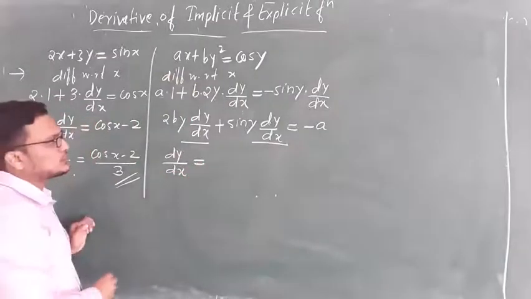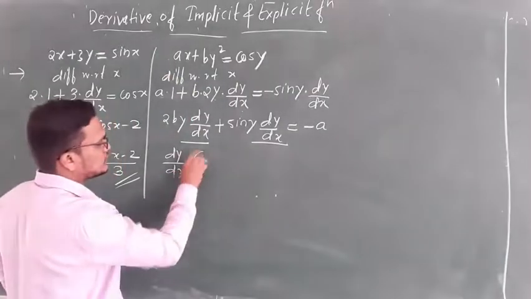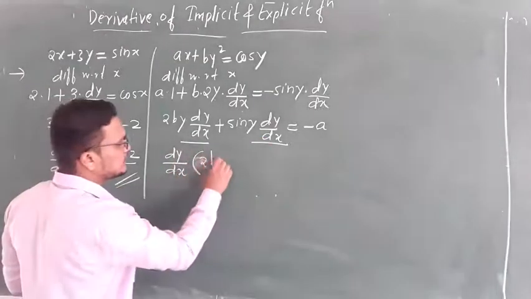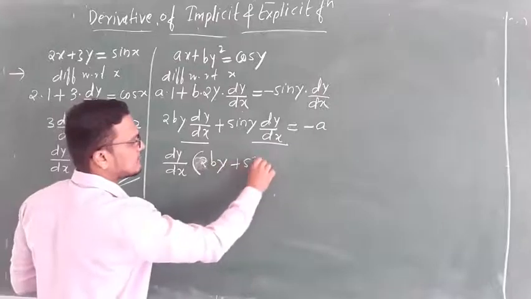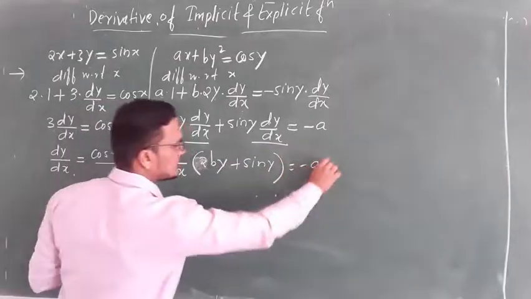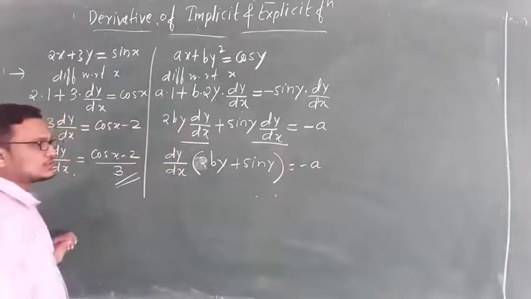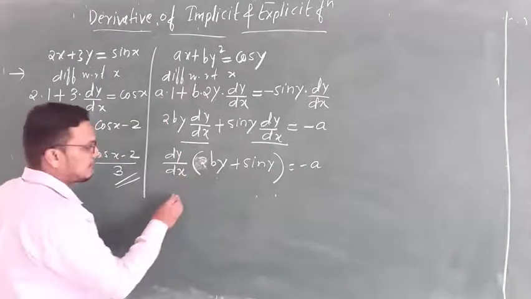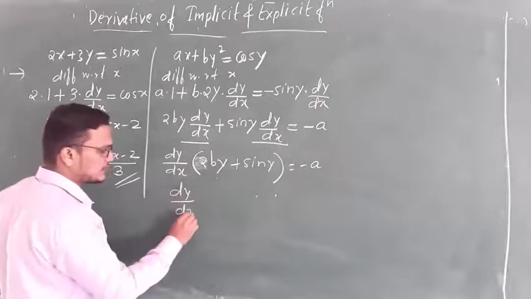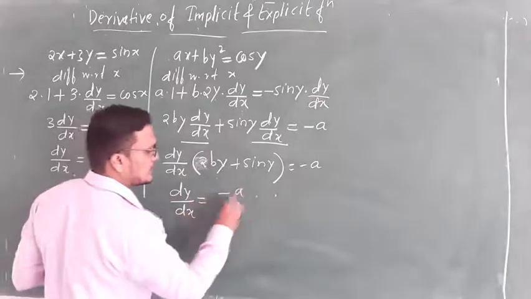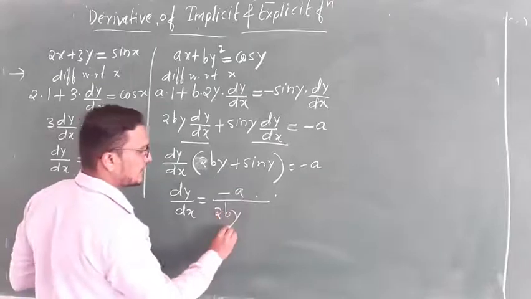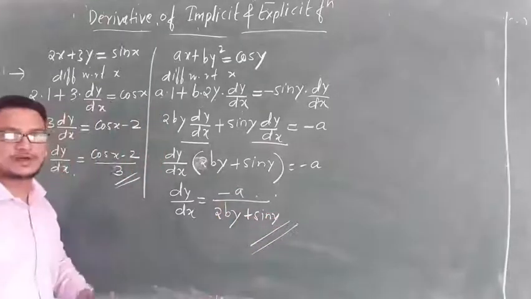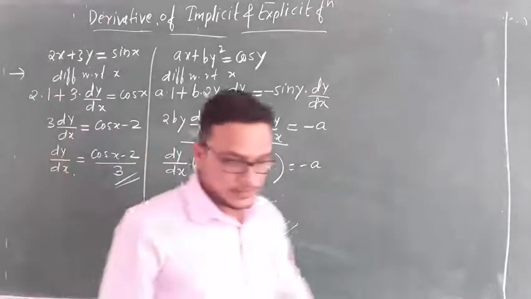Now in this dy by dx is common, so if I take dy by dx common, what is left in the bracket, this is 2by plus sin y, which is equals to minus a, and this term is multiplying, transfer to the other side, it will divide. So dy by dx is equals to minus a divided by 2by plus sin y. So this is your answer. Okay.